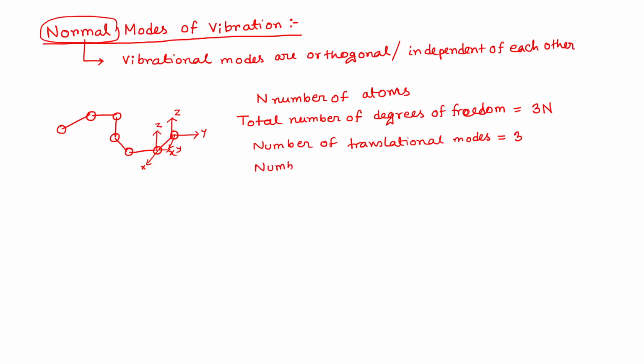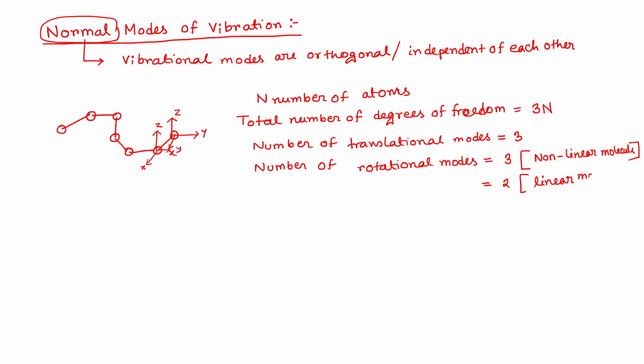What about the number of rotational modes? That is going to be, again, about the center of mass: rotation along x, rotation along y, rotation along z. So that is 3 for a non-linear molecule, but 2 for a linear molecule. Why? One of the degrees of freedom is restricted for a linear molecule along the molecular axis, or you can say along the bond, or along the atoms. So number of rotational modes will be 2 for the linear molecule.